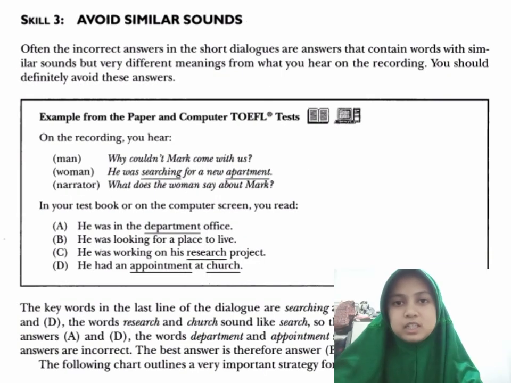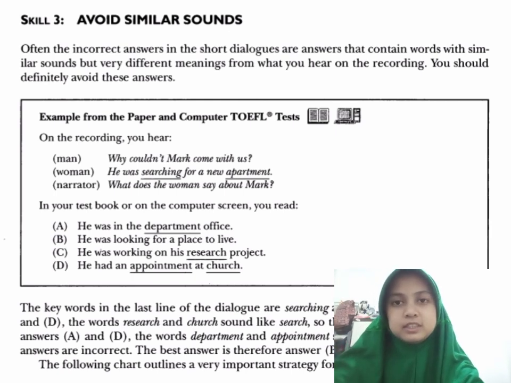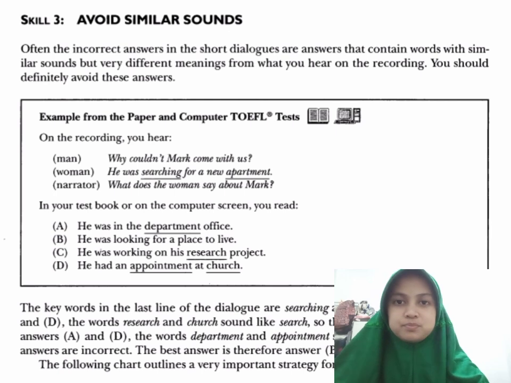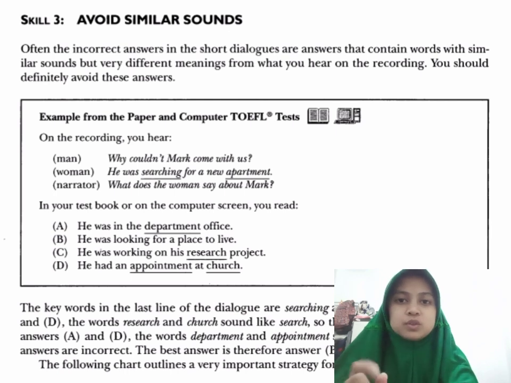Alright, so we are going to move on to the third strategy, or the third skill. The third strategy is to avoid similar sounds. Why do we need to avoid similar sounds when answering this listening test? It is because often the incorrect answers in the short dialogues are answers that contain words with similar sounds but very different meanings from what you hear on the recording. You should definitely avoid these answers.